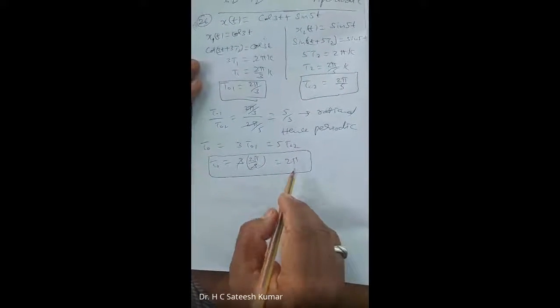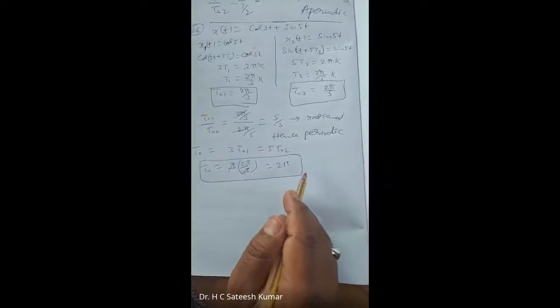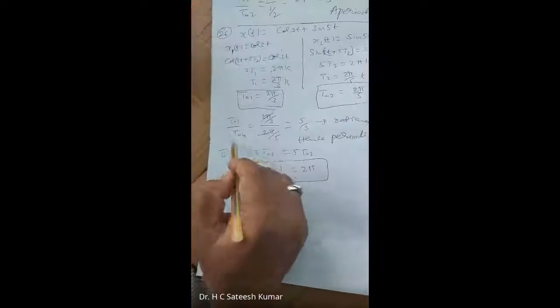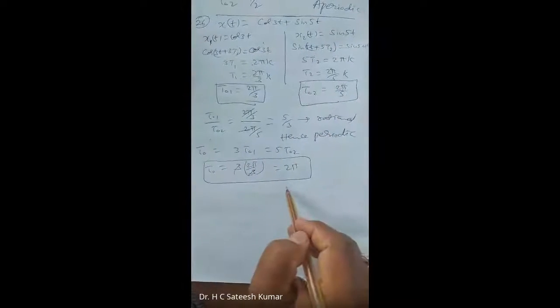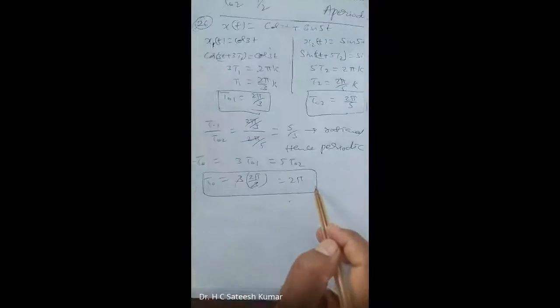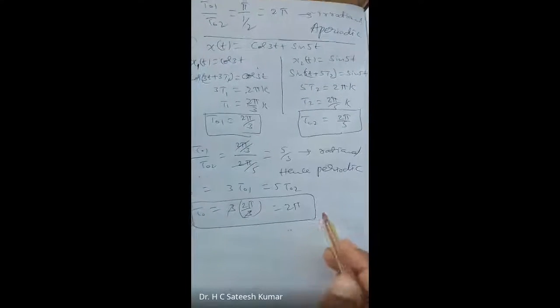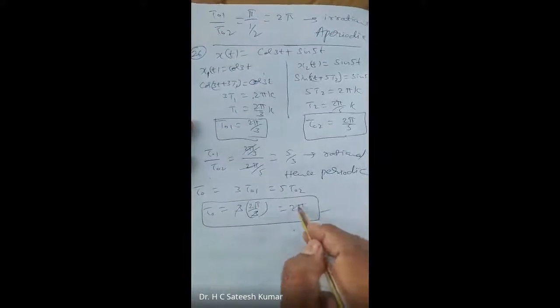Sir, you are getting pi. The period can be pi, irrational, but only the ratio should not be irrational. Here it can be pi, here it can be pi, here also it can be pi. Only when you are taking the ratio, you should not get irrational. So hence it is periodic, and the period is 2 pi.